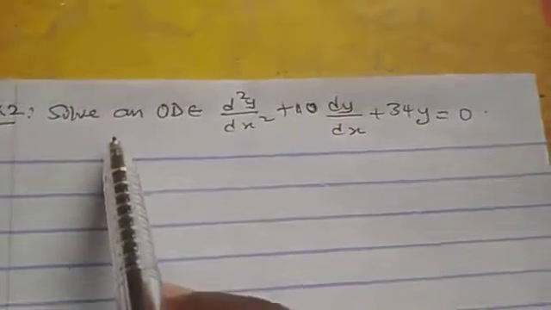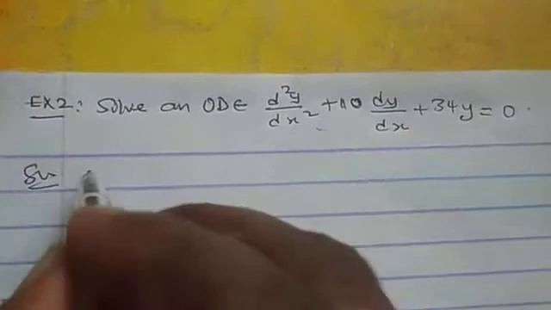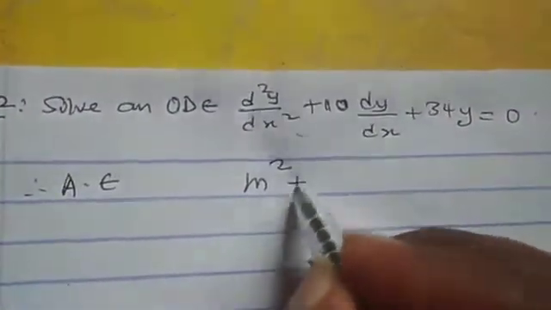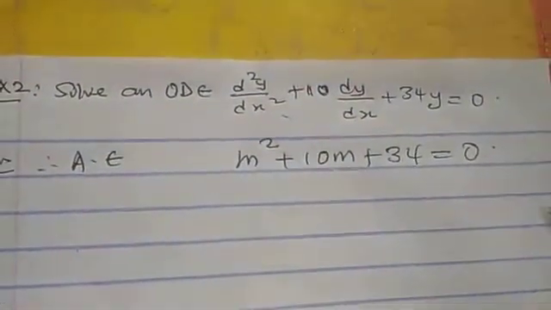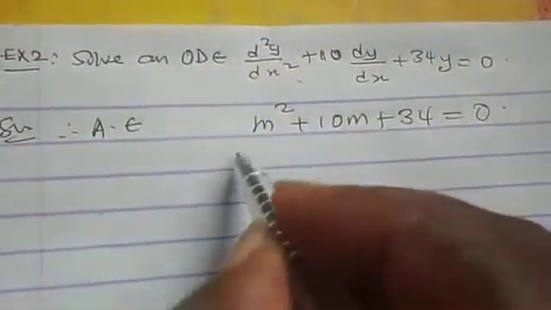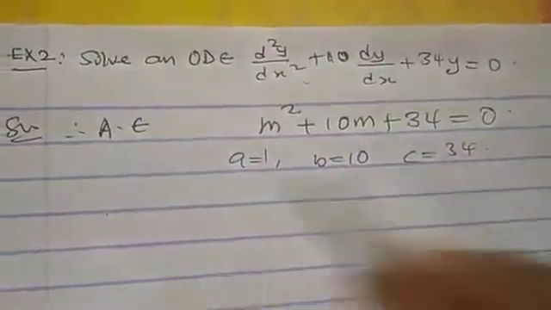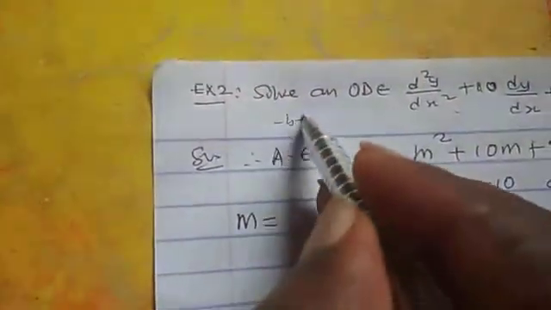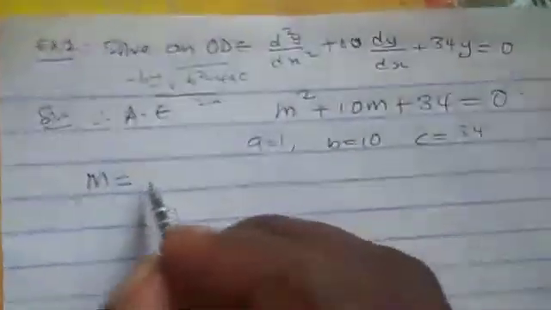Example 2, solve this ODE. Solution: the first thing is we find the auxiliary equation, and that will give me m squared plus 10m plus 34 equal to 0. Now here a is 1, b is 10, c is 34. We can now use the formula: minus b, once again, minus b plus or minus root of b squared minus 4ac over 2a. So you should have known this.